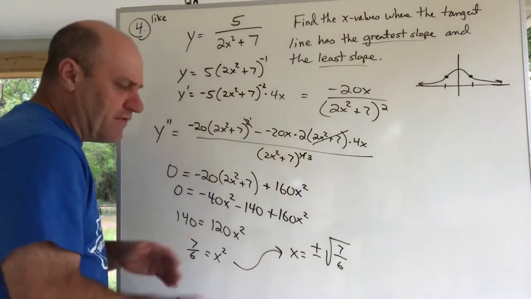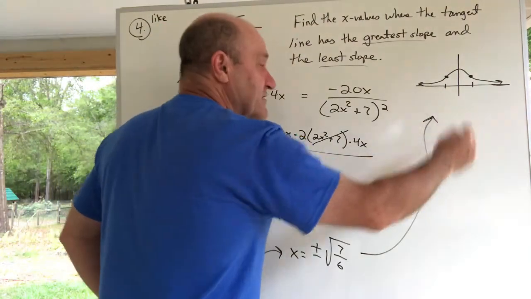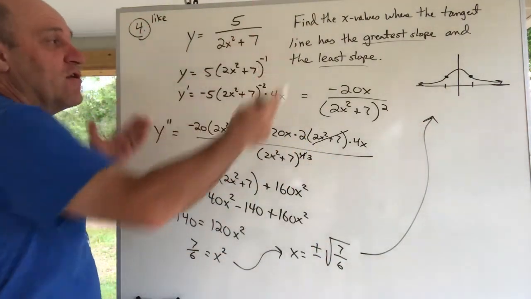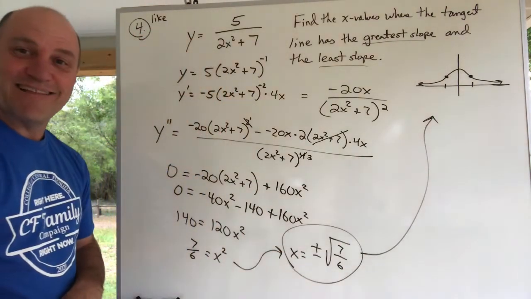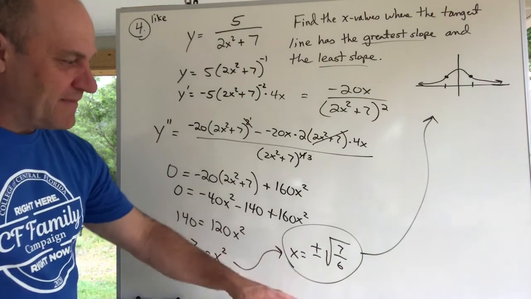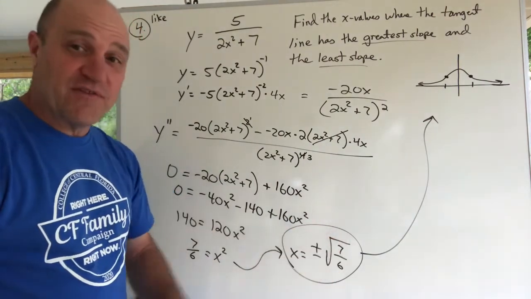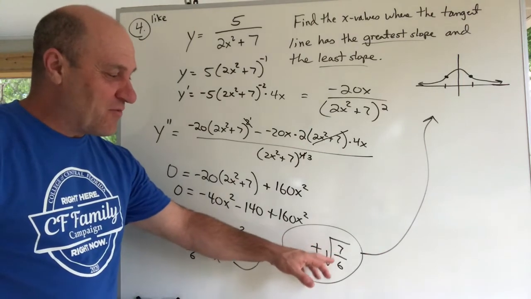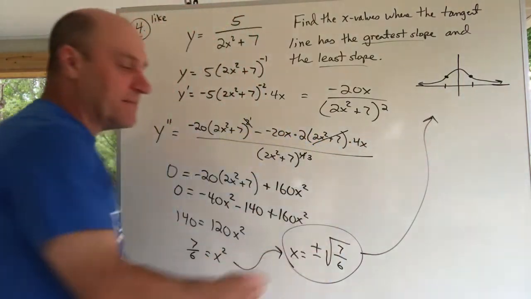I don't need to prove they're inflection points. Those are the answers. Those are the places where we have the greatest slope and the least slope. Wow, that was fun. I love those answers. Roughly, 7 sixths is a 1. The square root of 1 is roughly a 1, but it's actually a little more than 1. So these answers are just a little bit more than 1 and negative 1.